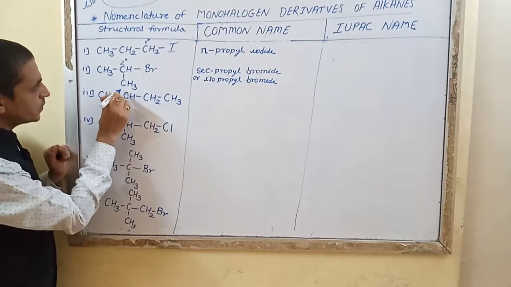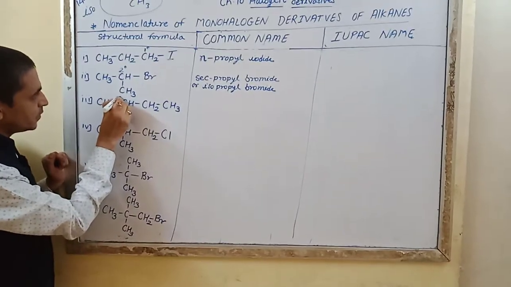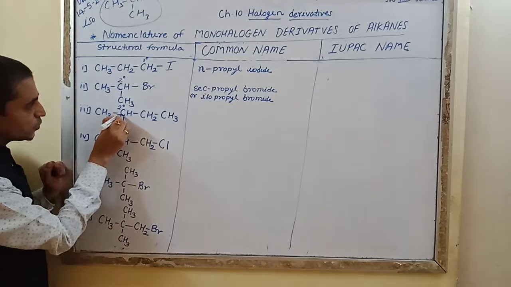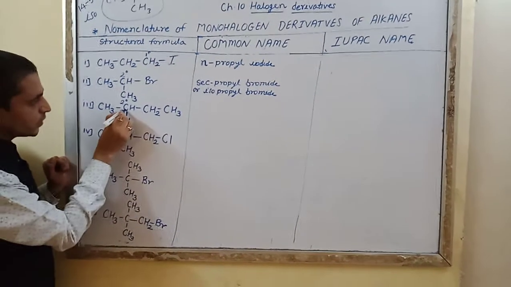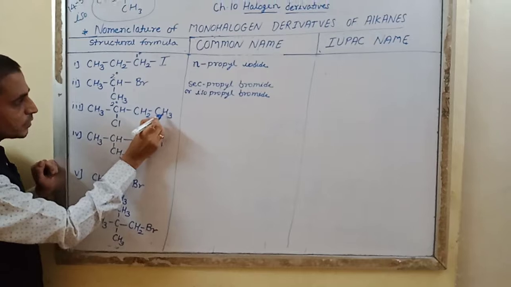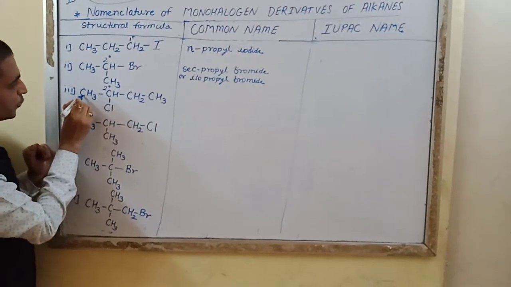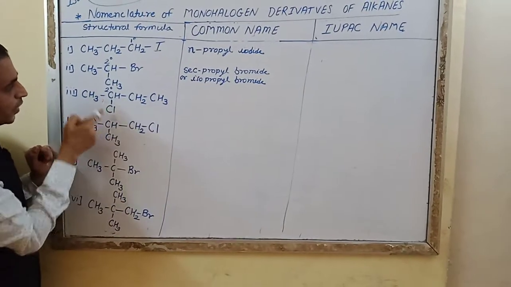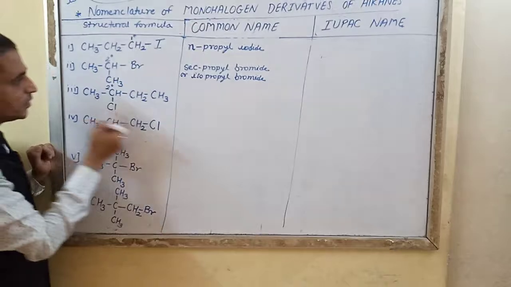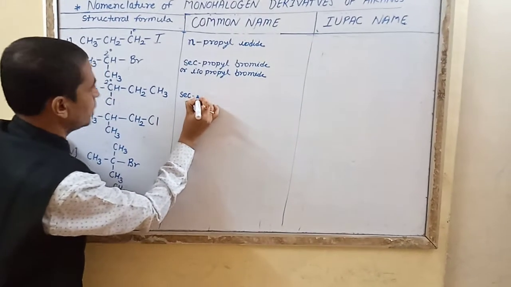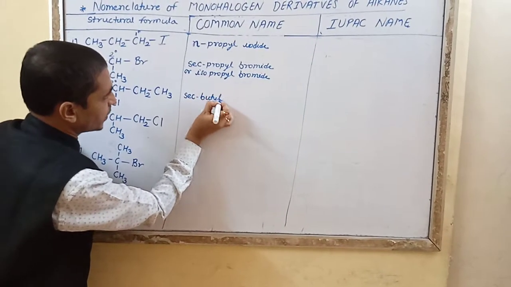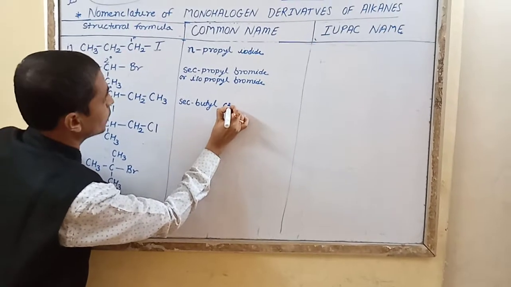Again here, see this carbon atom is secondary, because this carbon atom is attached to 2 different carbon atoms. And halogen, chlorine, is attached to second carbon atom. Count the number of carbon atoms in this structure. There are 4 carbon atoms: 1, 2, 3, 4. And to secondary carbon atom Cl is attached. So here again you get secondary butyl, because 4 carbon atoms are present. Secondary butyl chloride.